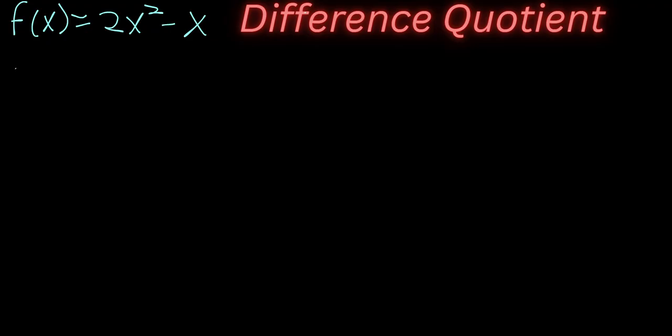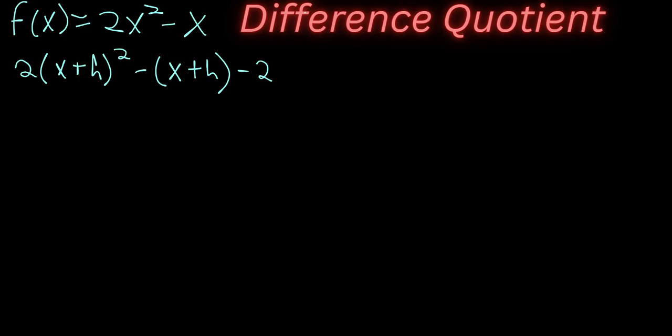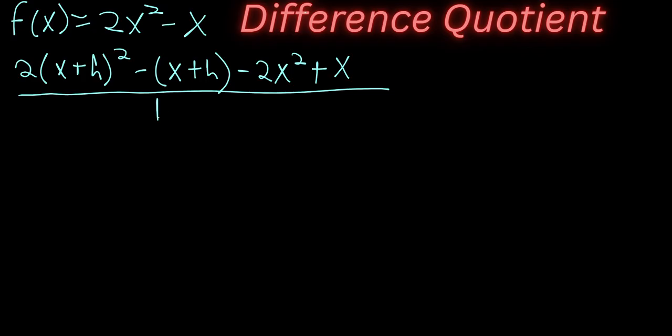So x plus h is going to replace everywhere we have x. So we have 2 times (x plus h) squared minus (x plus h) minus f of x, so minus 2x squared plus x, divided by h.